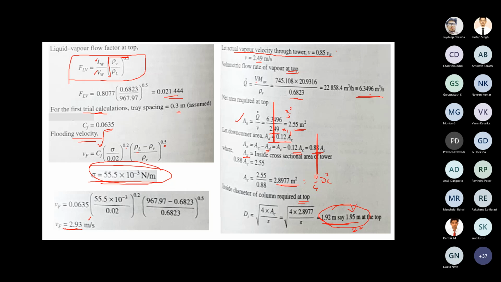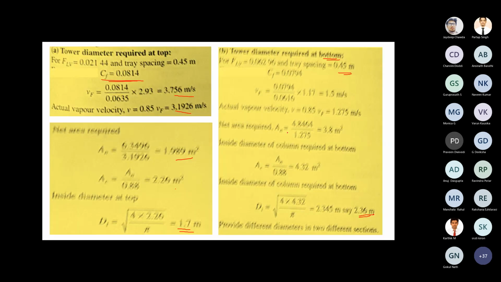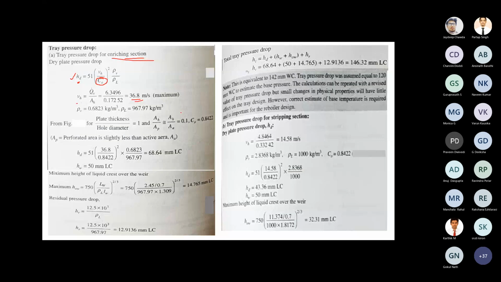So this is 6.3496 meter per second. Q is Vm by rho V, so that you know how to calculate. So calculate the hole velocity, QV by AH, that is 6.8 meter per second maximum, because we didn't multiply it by turn down ratio. Density of vapor, you know, density of liquid, you know.